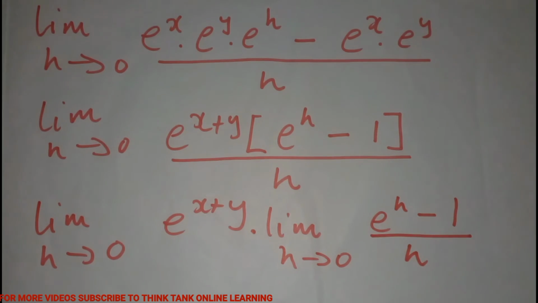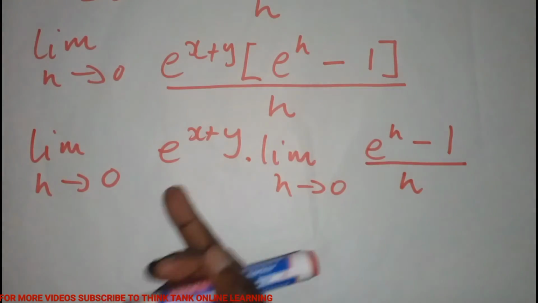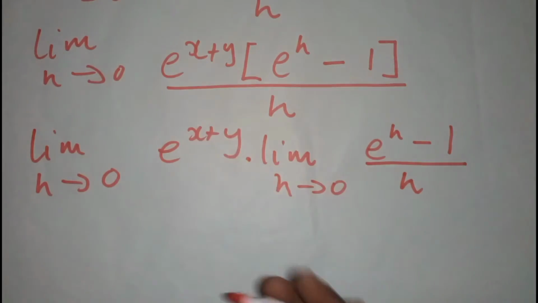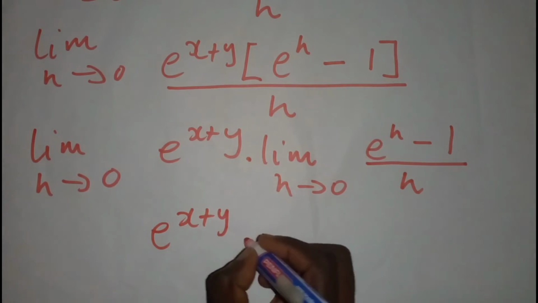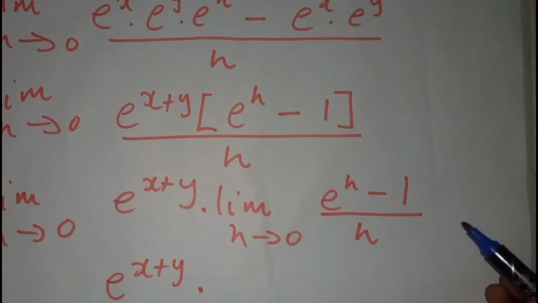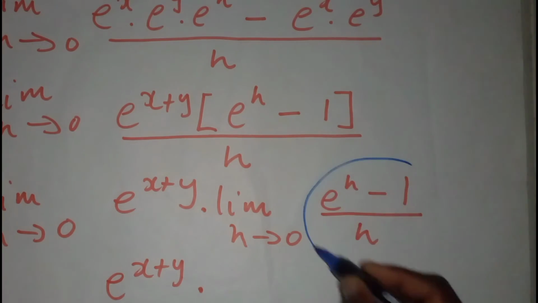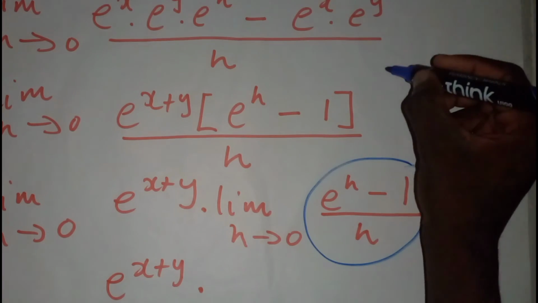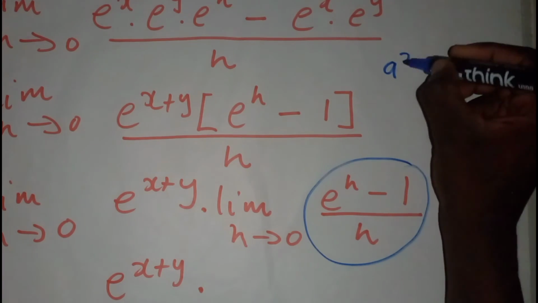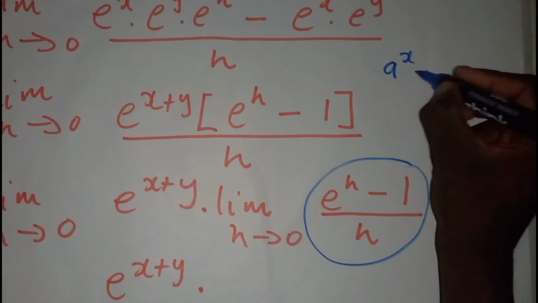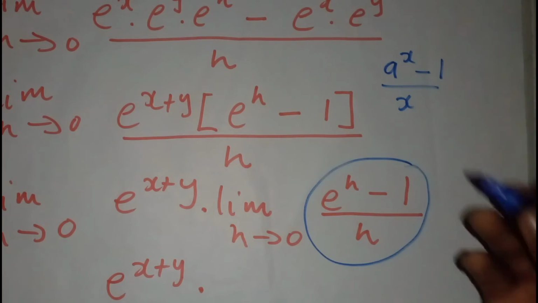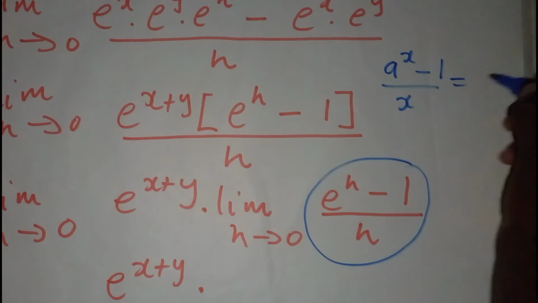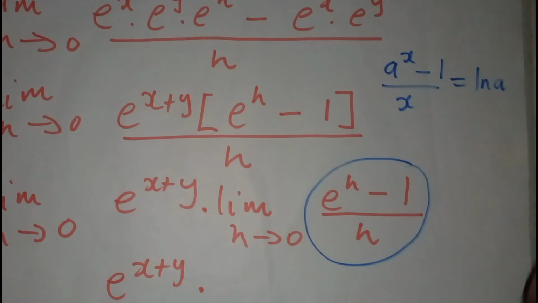Okay, and we know that we don't have h in the first factor, so if we replace h with 0, we're going to get e to the power x plus y times, and we are going to use a limit law. So if we have a function which looks like a to the power x minus 1 over x, the limit of this is going to be ln a. Okay, so this is just a limit law.